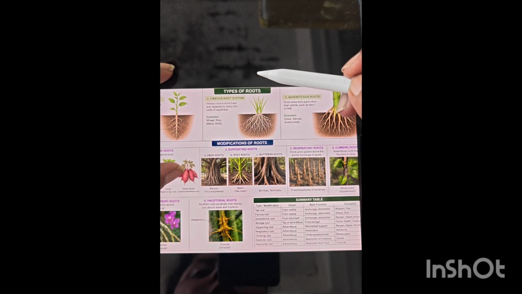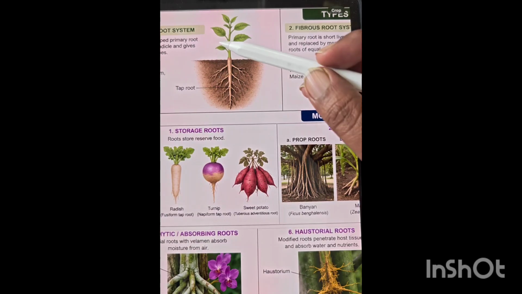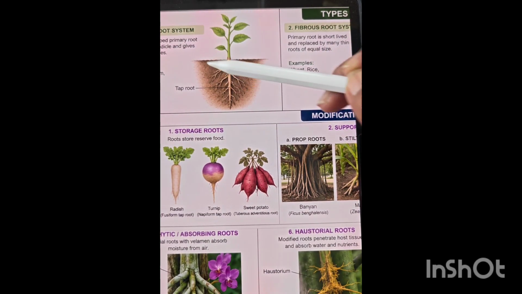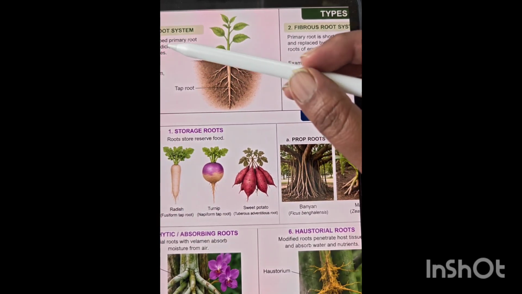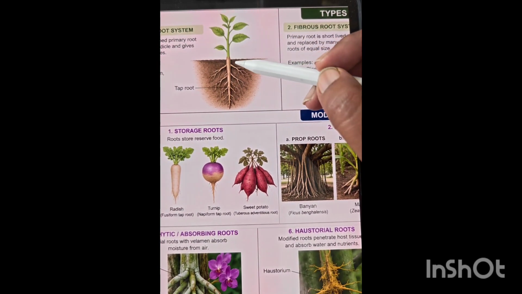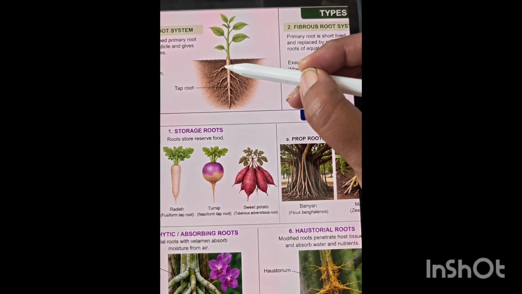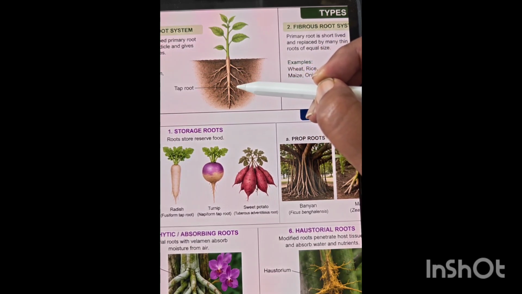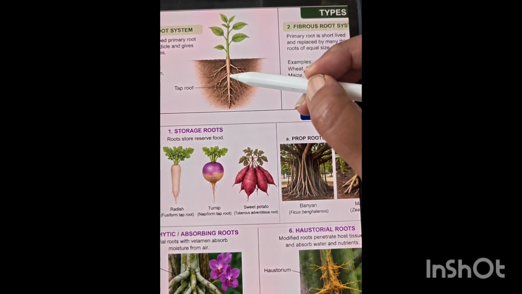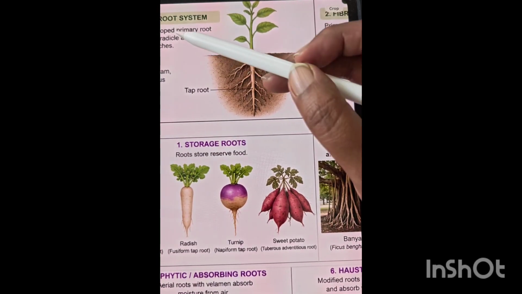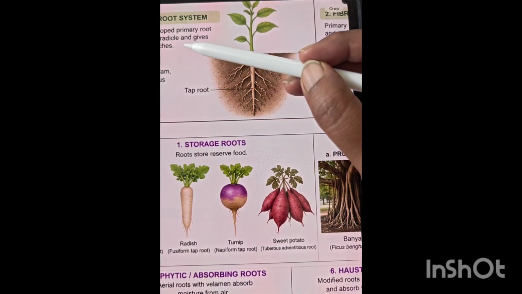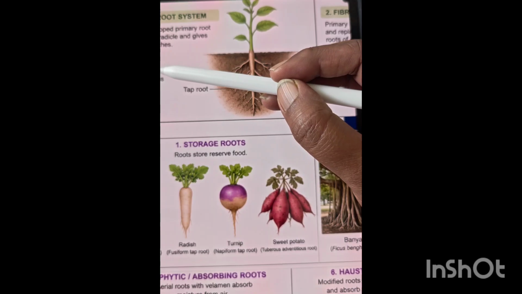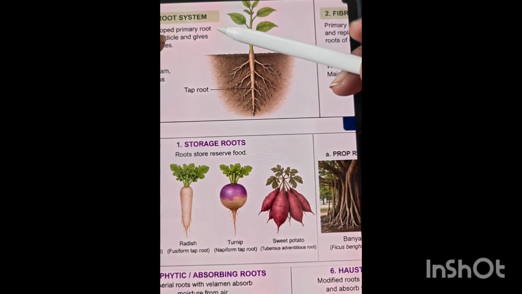If we see the types of roots, you will first find the most important type, which is very common. That is called the taproot system. How will you identify the taproot system? There is a primary root, and to this primary root there are secondary roots, and then it will develop into tertiary roots. A well developed primary root arises from the radicle and gives rise to lateral branches. It is very common in mustard, gram, pea and hibiscus plants.